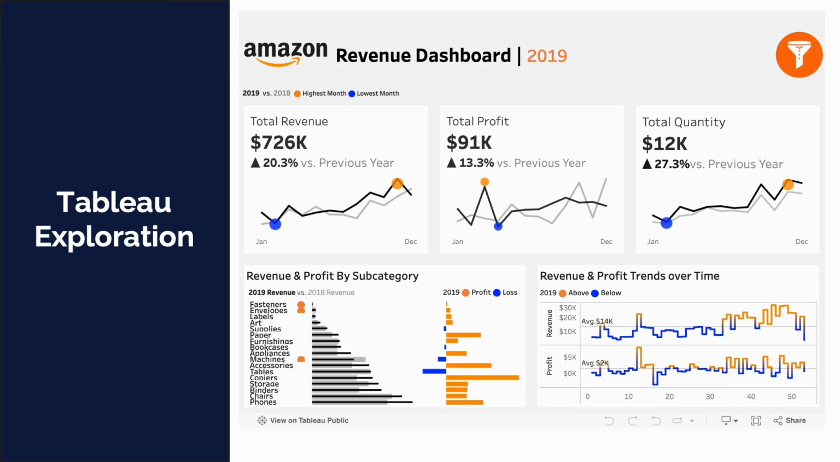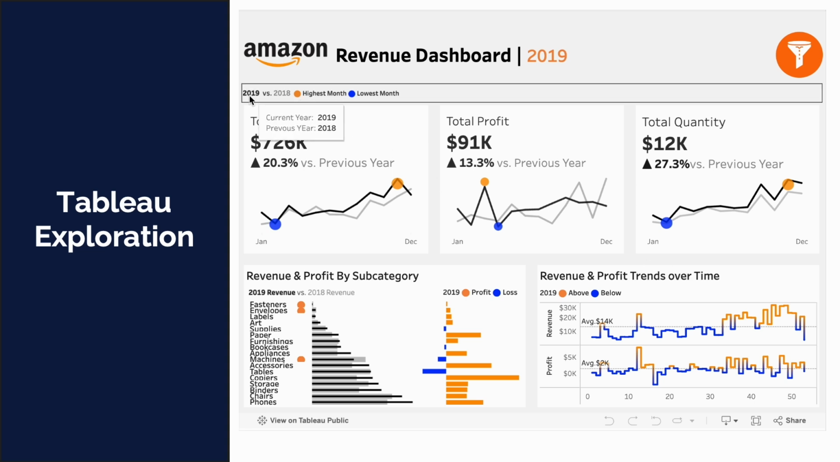Moving on, our Tableau exploration consists of data from 2016 to 2019. To get an overview of each visualization, we first have total revenue, total profit, and total quantity. Also, our revenue and profit subcategory, followed by our trends over time.